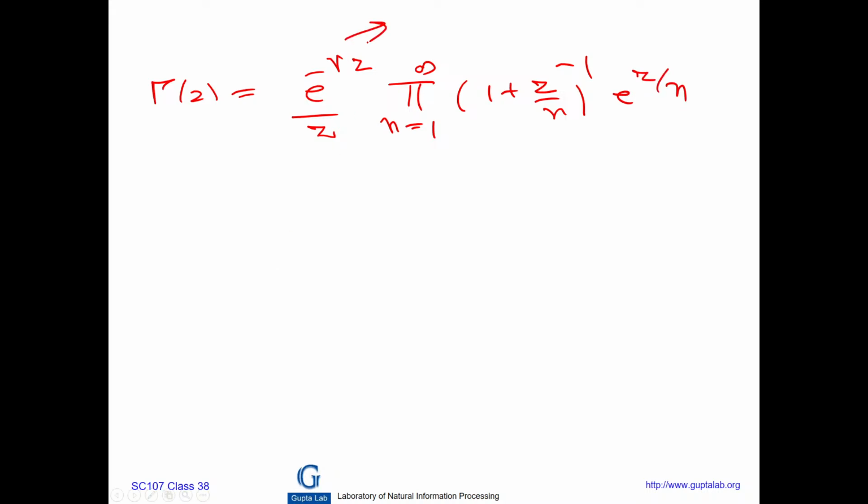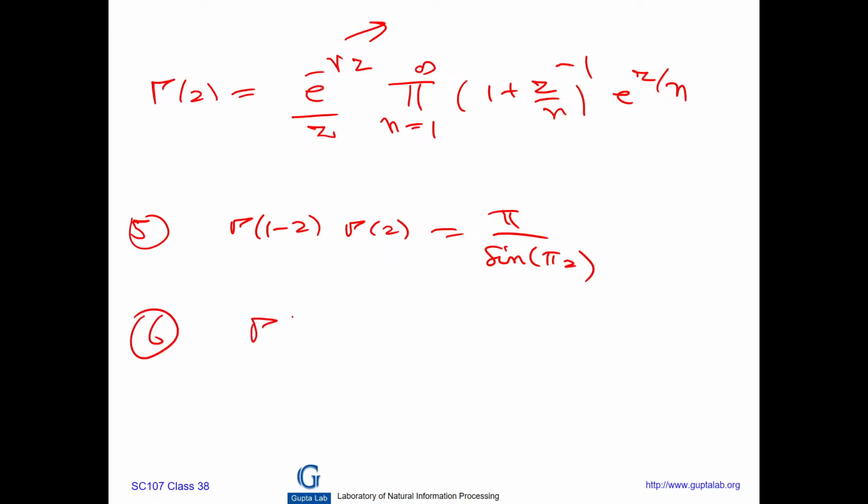What is this gamma? Small gamma, do you know? Euler constant or Euler-Mascheroni constant, I don't know whether you know about it. Okay, that's a very interesting function anyway. You can also prove the following property, that gamma of 1 minus z into gamma of z is equal to pi divided by sine pi z. And gamma of half is equal to square root of pi.